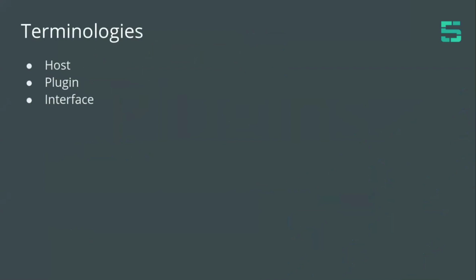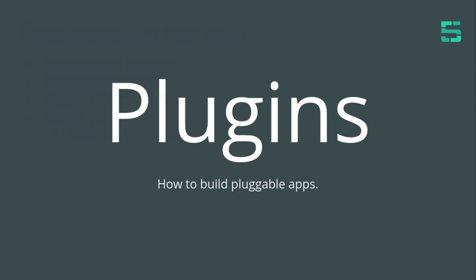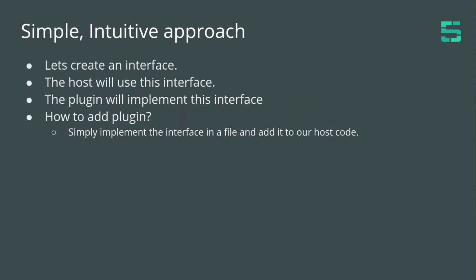Some terminologies that I will be using: a host is the main app, the main process, for example, the browser, and a plugin is an extension. An interface is basically a definition of something, like a collection of methods. Then, how to build pluggable apps? A simple and intuitive approach is to create an interface, a collection of methods. Our host will just call those methods, and our plugin will implement them.